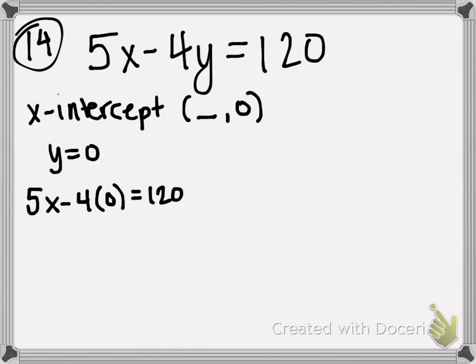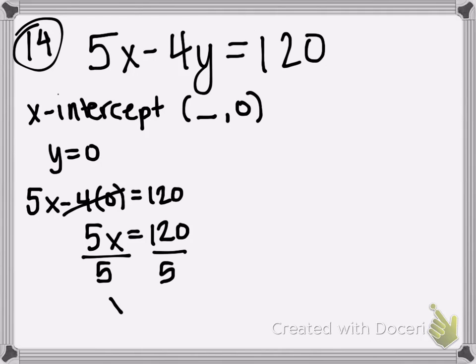Did you get your first step correct? Did you substitute that 0 into the equation in the correct spot? So then negative 4 times 0 is just 0. So that goes away, and we're left with 5x equals 120. Then we divide by 5. Does anyone know what 120 divided by 5 is? 13. No. I'm looking at it as 100 plus 20. So 100 divided by 5 would be 20, and then 20 divided by 5 would be 4.